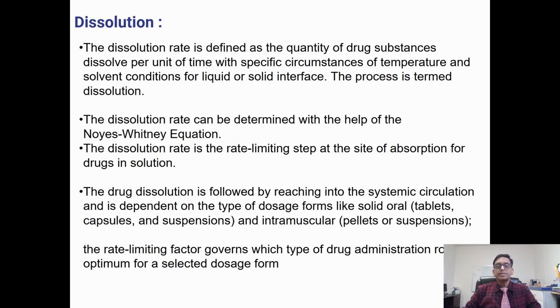Drug dissolution is followed by reaching the systemic circulation and depends on the type of dosage form, like a solid oral dosage form such as tablet, capsule or suspension, or an intramuscular preparation like pellets or suspension, which determines how the drug is going to dissolve. As I said, it is a rate limiting factor. It is the determinant factor which decides the fate of the drug substance, how it is going to reach the systemic circulation, depending on how the dissolution rate proceeds for the further steps.